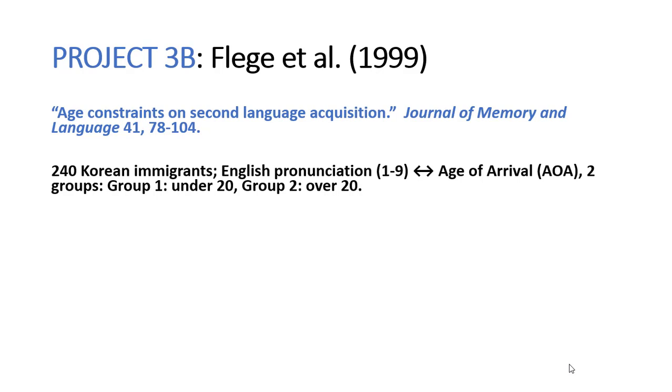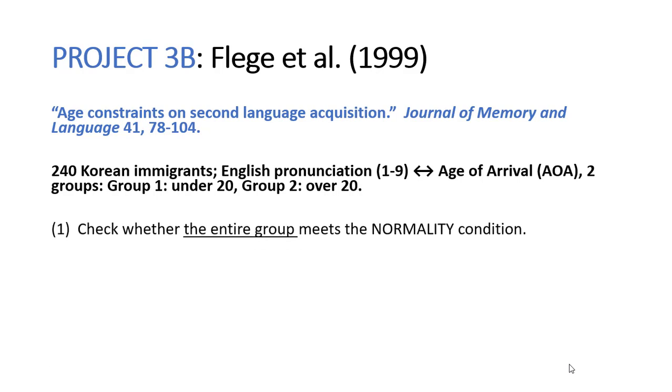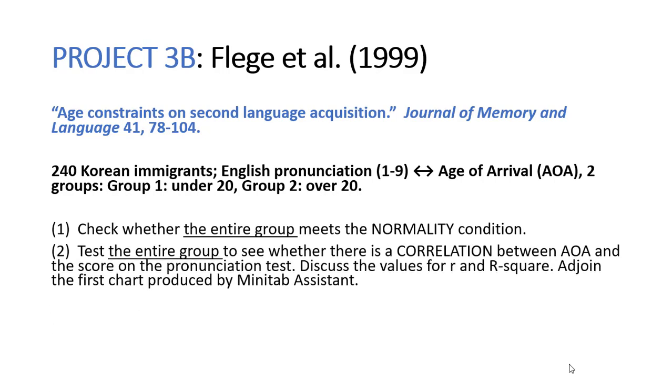Now, the data here are divided into two groups. Group 1 is going to be the group under 20, and then group 2 is going to be the group over 20. So you're going to have to apply some of the techniques that we learned for unstacking and also for recoding. So the first point is you're going to check whether the entire group meets the normality condition. Number 2, you're going to test the entire group to see whether there is a correlation between the age of arrival and the score on the pronunciation test. You're going to discuss the values for R and R square, and you're going to adjoin the first chart produced by the Minitab assistant.